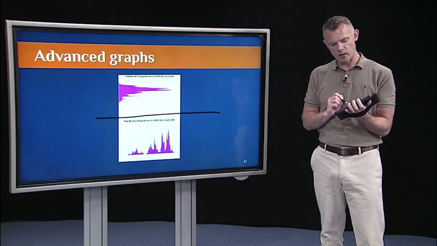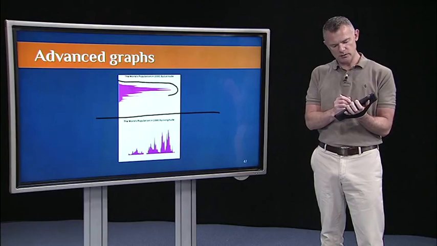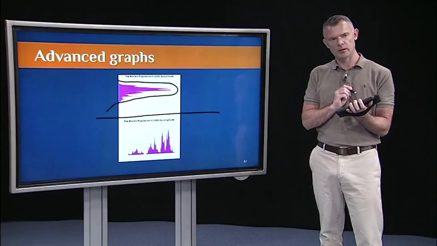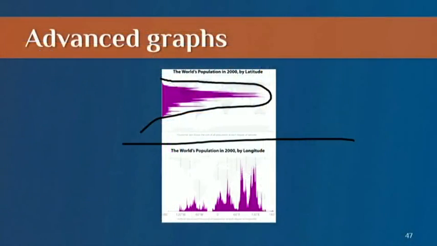So if you look at the top graph, what we're plotting is, you get this nice normal distribution pretty much, right? What that means is most people live around the equator, and as you move away from the equator, fewer and fewer people live in those places. The same can't be said about longitude, right?